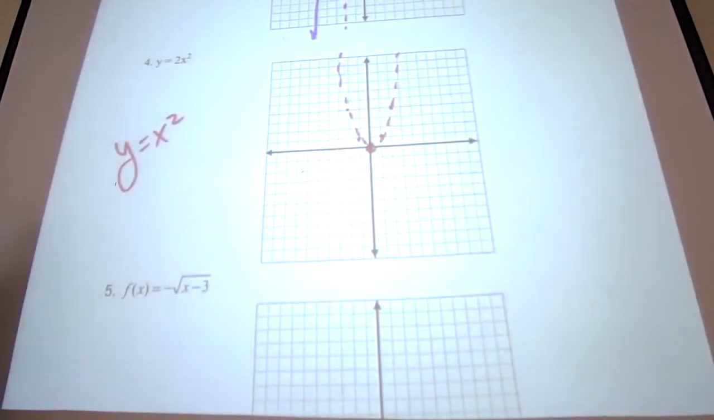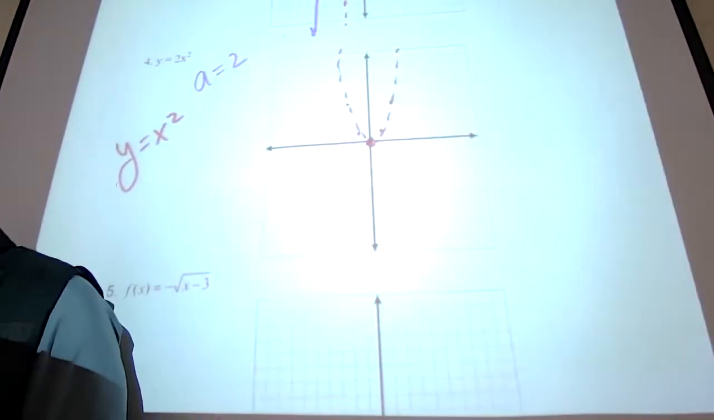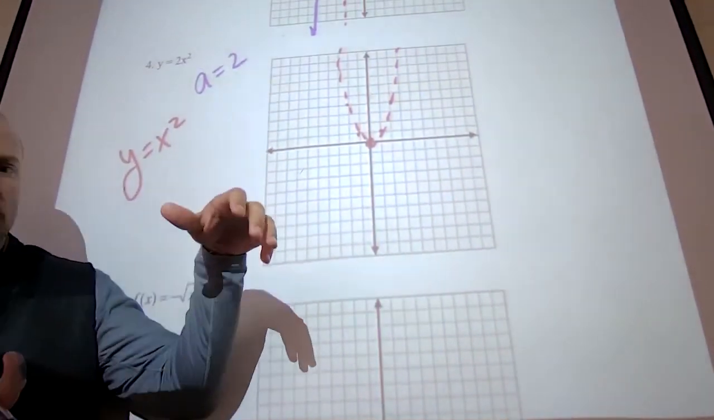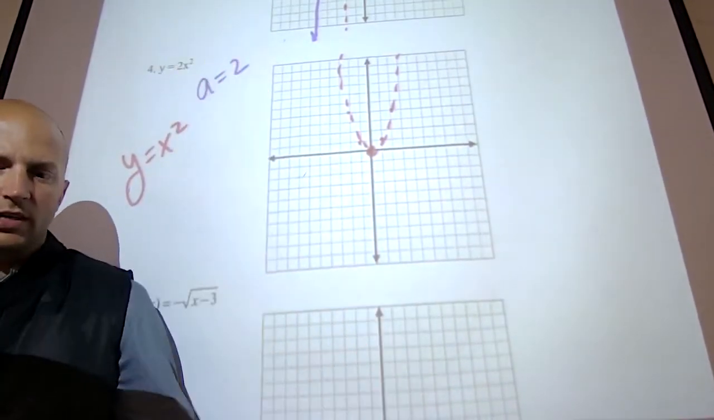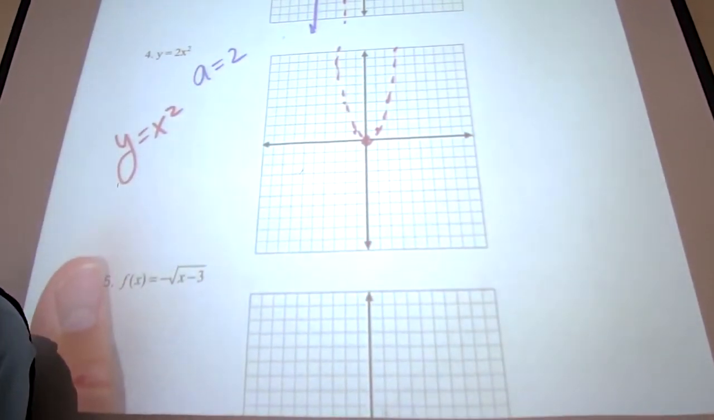Okay. Well, now this time I've got an a value. I've got a equal 2. We talked a little bit about this in the beginning. This is a stretch vertically. So this a value is now stretching my graph vertically.